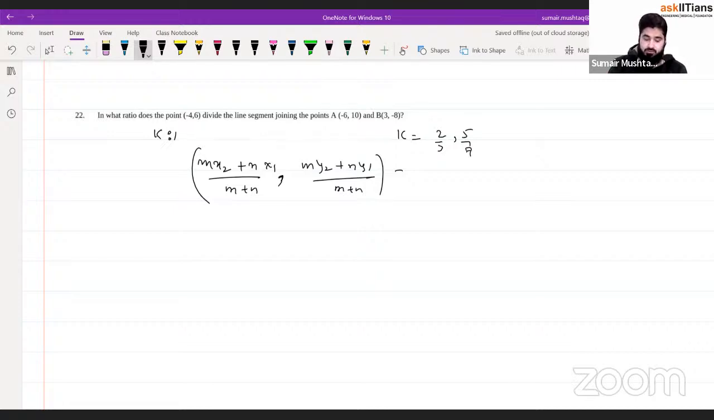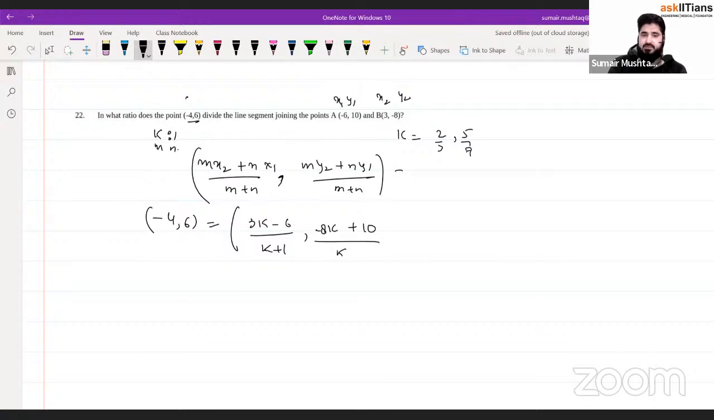Let us suppose the point is (-4, 6). Since the coordinates are given, and this is m, this is n, this is your x1, y1, and this is your x2, y2. Apply the formula, apply the terms, and you will get the answer. So this is (3k - 6) divided by (k + 1), and m is k, and y2 is, what is y2? That is negative 8, plus 10, divided by (k + 1).